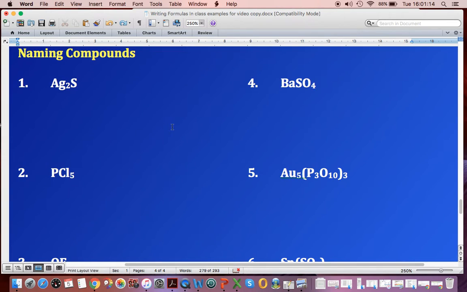I look up Ag, silver, and I say, aha, it's got to be ionic because silver is a metal. And I look at silver and I say it's not multivalent. So this is just silver sulfide. I don't have to tell you the charge. It's always going to be 1+.